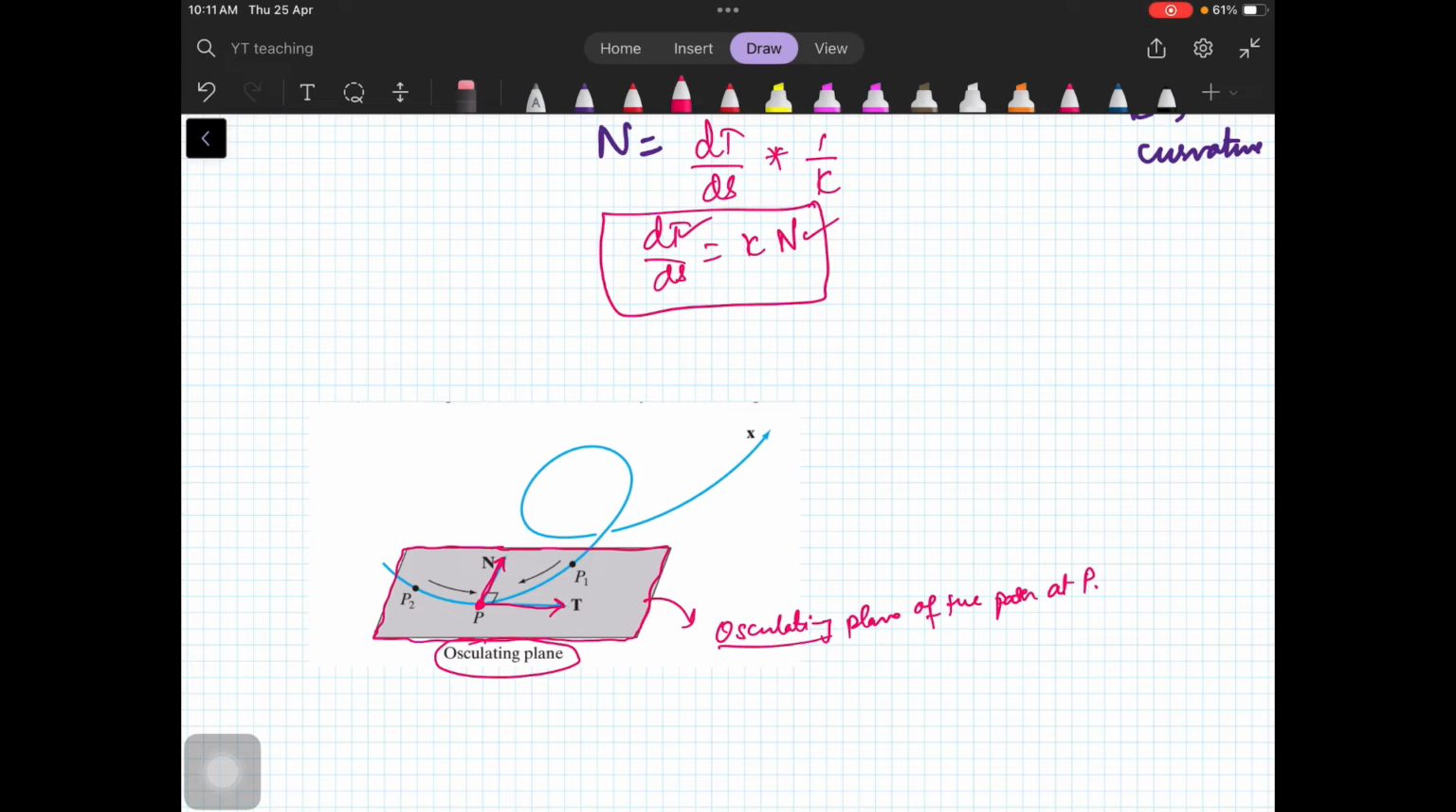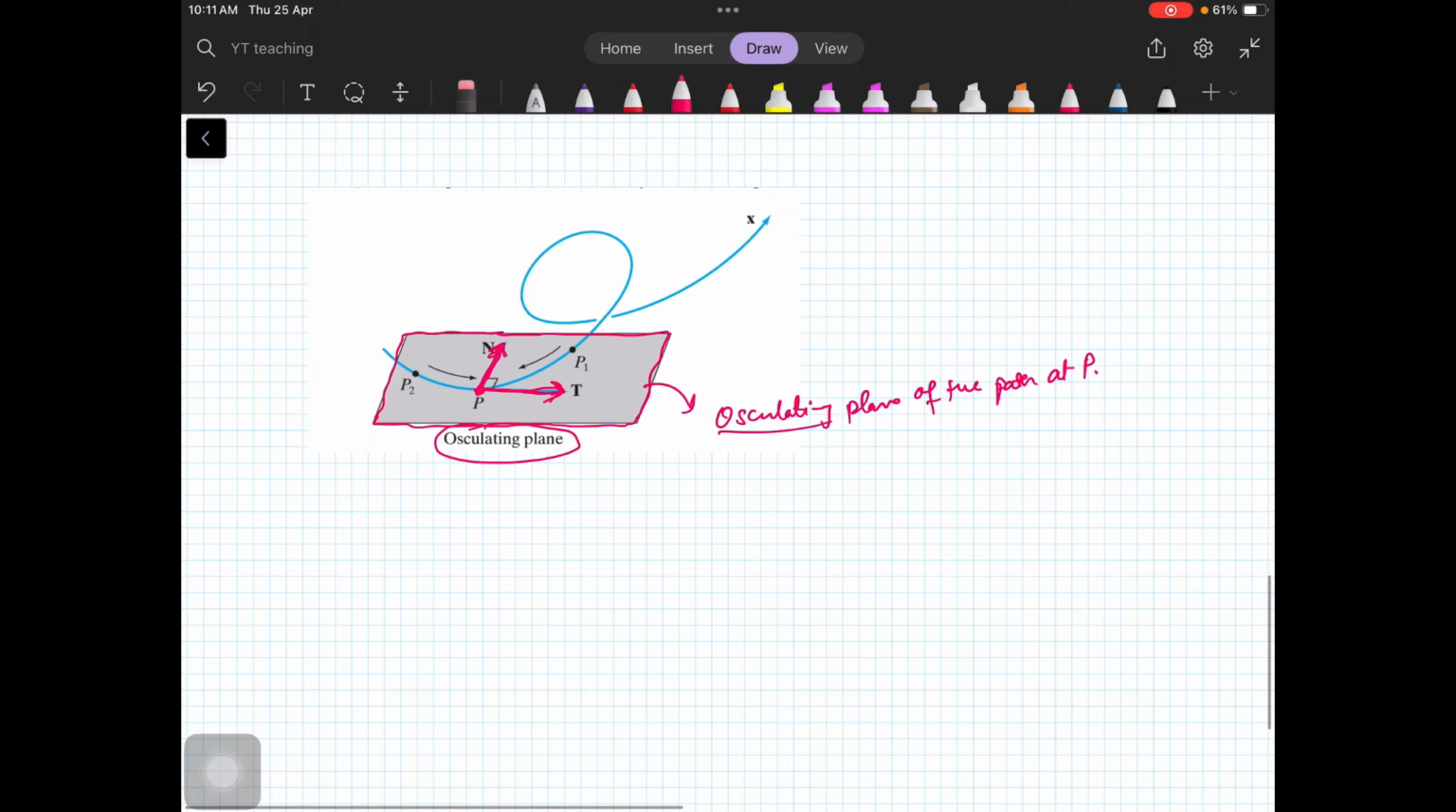You know that if I give you two vectors, you can define a plane. So it is defined by these two vectors. At every point, we can define a plane which is defined by the vectors T and N, and that is called the osculating plane of the path. You can be asked to find the osculating plane. If I give you two vectors, how can you find the osculating plane? We'll do that.